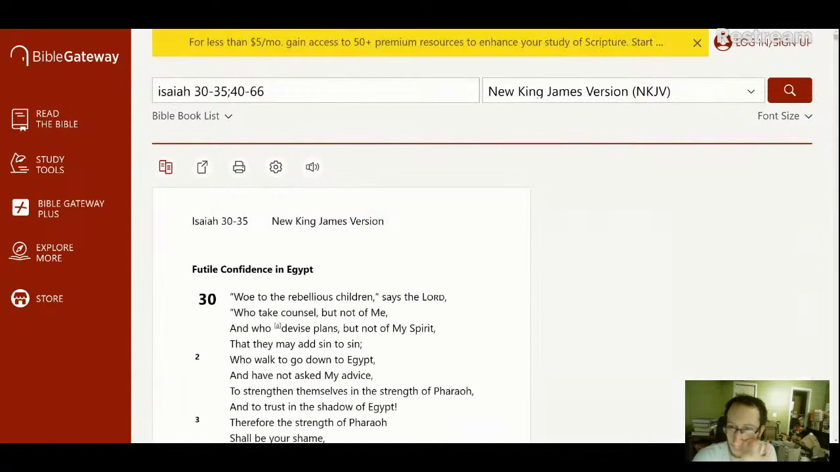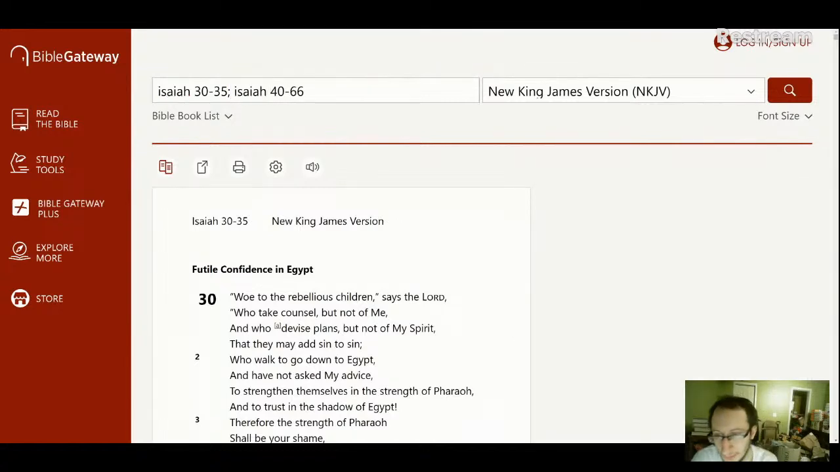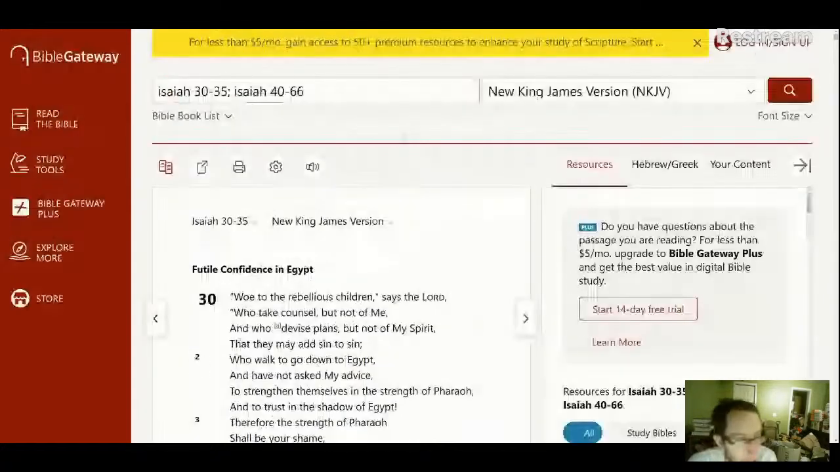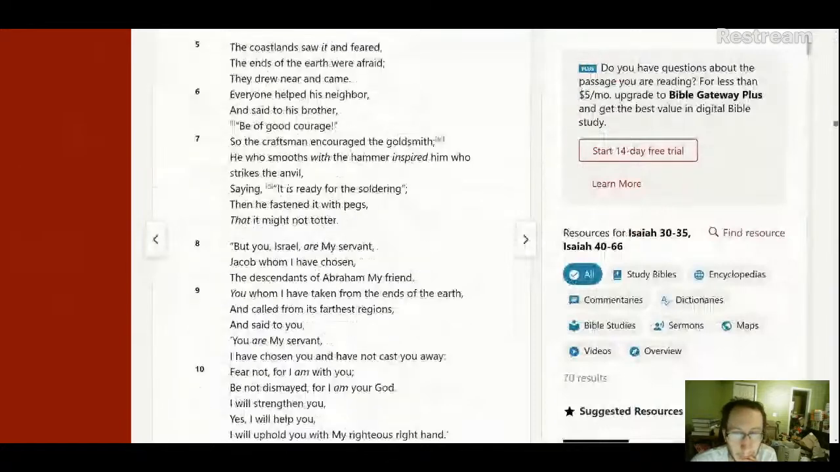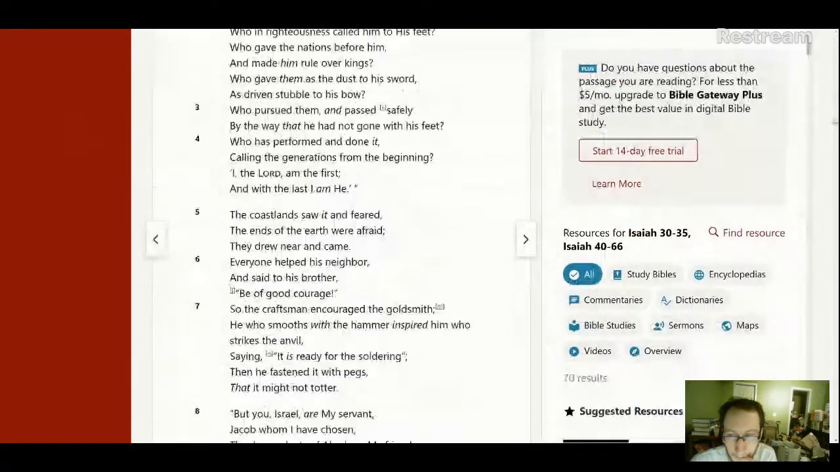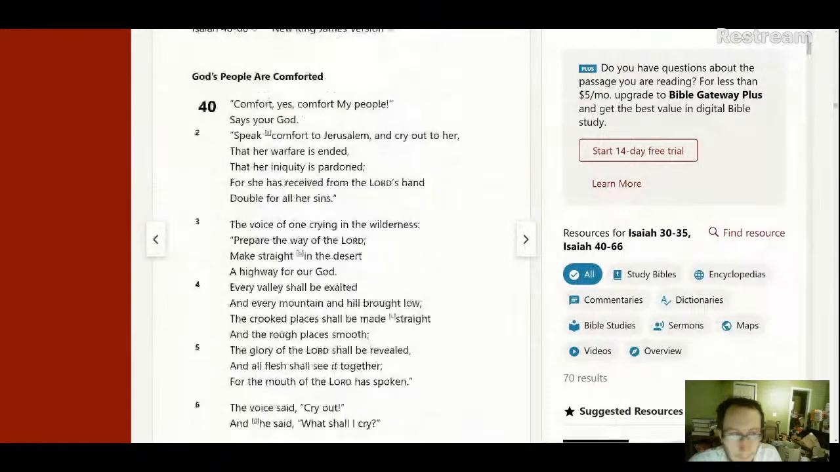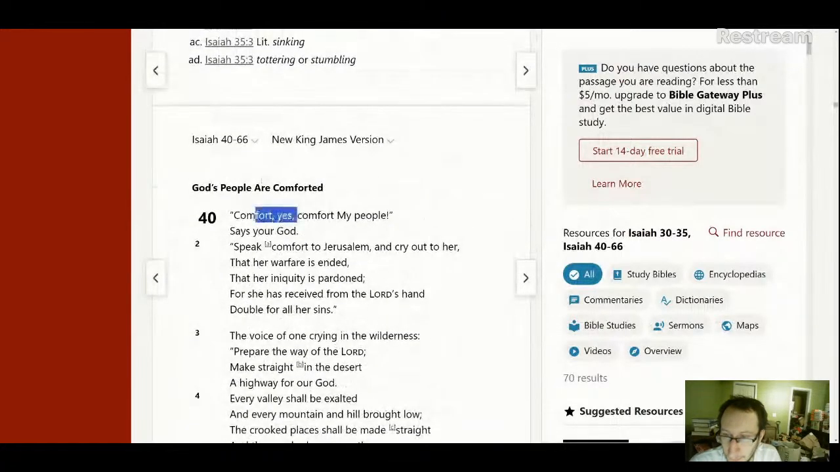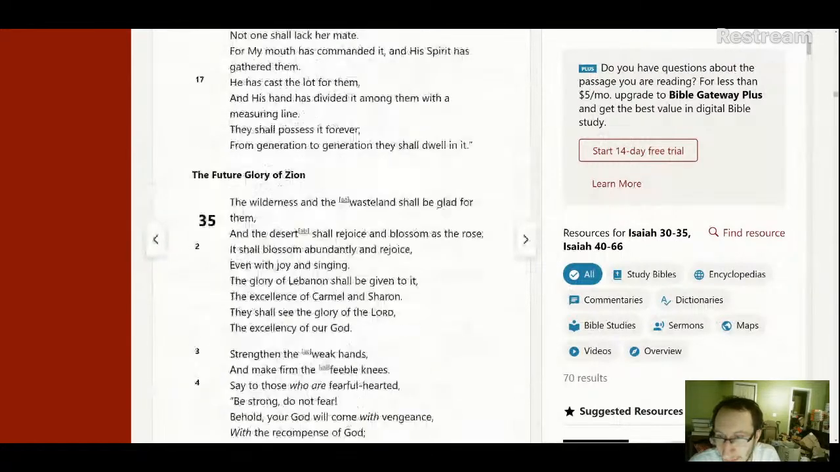Okay. Whoops. Hold on. I got to do Isaiah 40 to 66. Why is it doing that? Oh yeah, now I know why. Because it splits it up. Okay. So we have here, directly prior, chapter 35. Let's take a look.